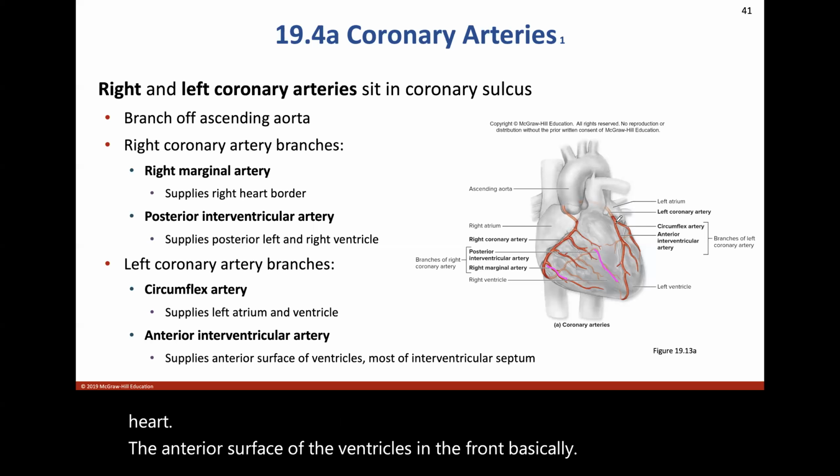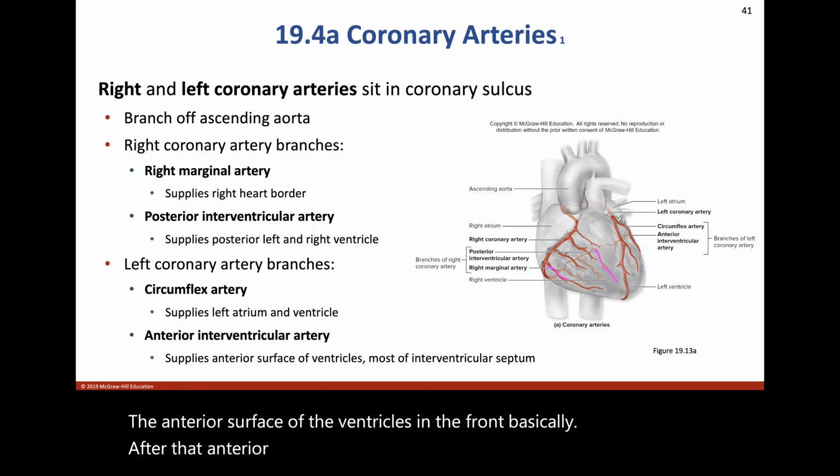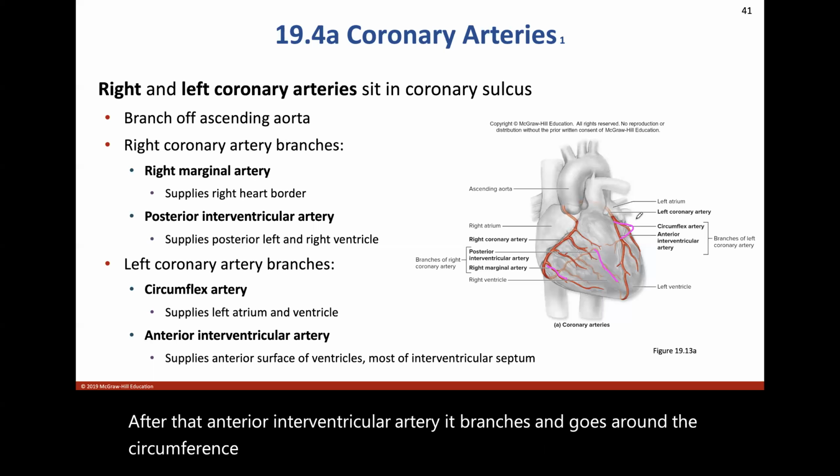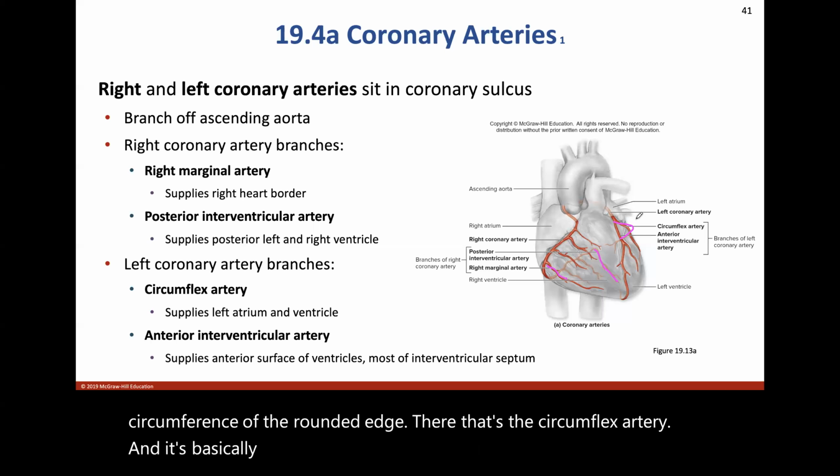After that anterior interventricular artery, it branches and goes around the circumference of the rounded edge. That's the circumflex artery. And it's basically supplying the left atrium and a little bit of that left ventricle on the backside.